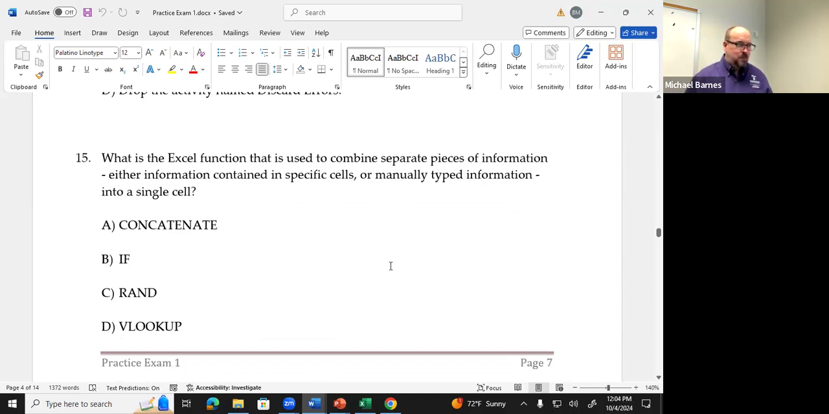All right. Now we're doing Excel stuff. Okay. What is the Excel function that's used to combine separate pieces of information? I don't have to go too much more than that. That's our concatenate function.